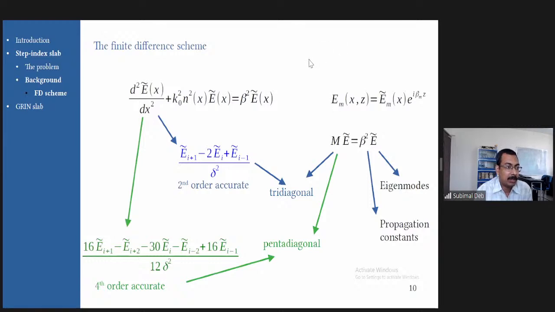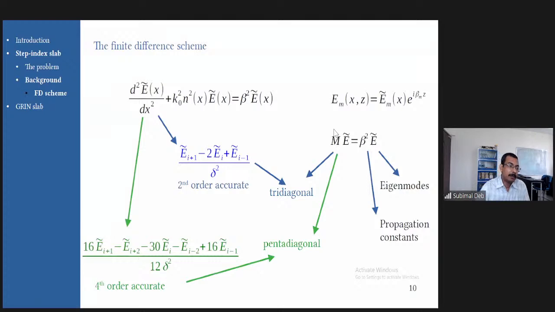So the second derivative is expressed in terms of the field values at the point x and the neighboring points that we have on the grid. So the second derivative at the point xi would be written in terms of E at xi, E at xi plus 1, and E at xi minus 1. So that would give us a second order accurate description of the second derivative.